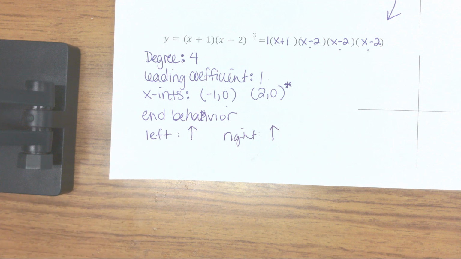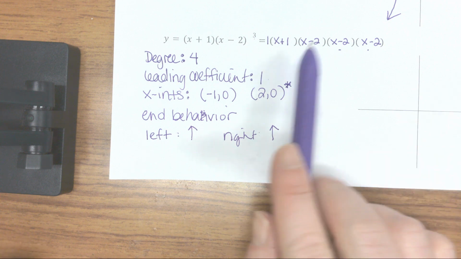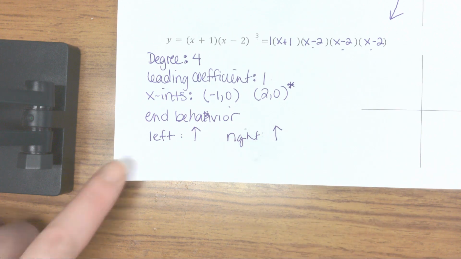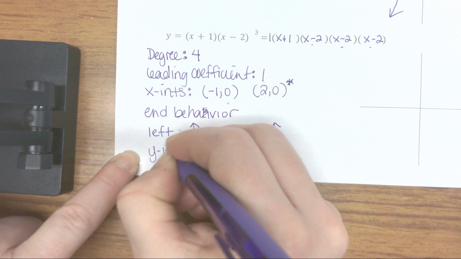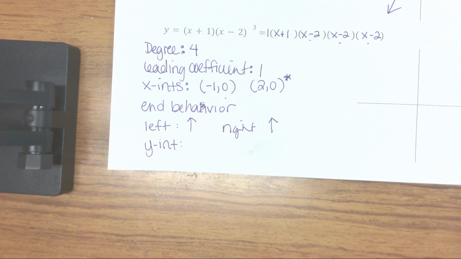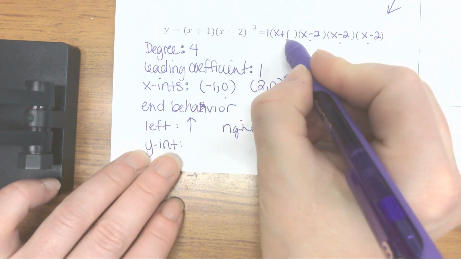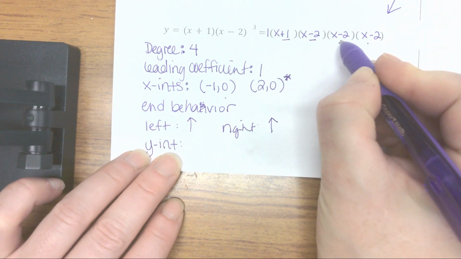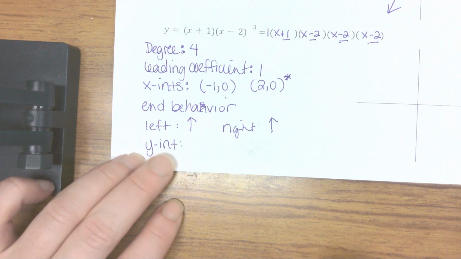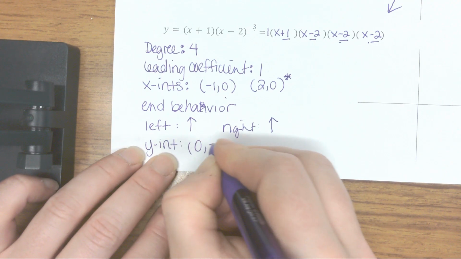Okay, y-intercept. Let's see if you remember what I just taught you. Can you find the y-intercept of that polynomial? Did you write a -8 down? So 1 times -2 times -2 times -2 would give me my constant term, 0, -8.